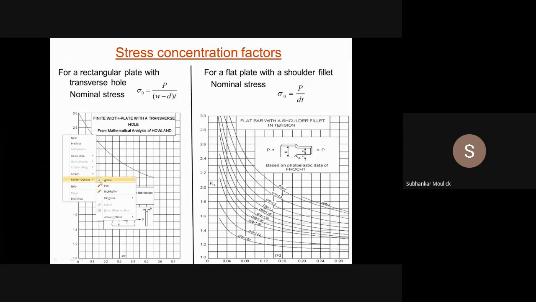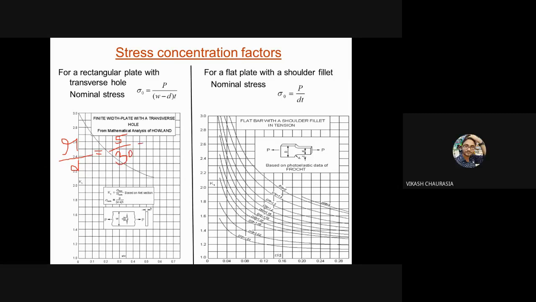Tell me in terms of points, because in the graph, small r by d is in terms of points. Small r is 5 divided by small d is 30. In terms of points, how much is small r by d coming? 0.16. Okay, let me match with my value.